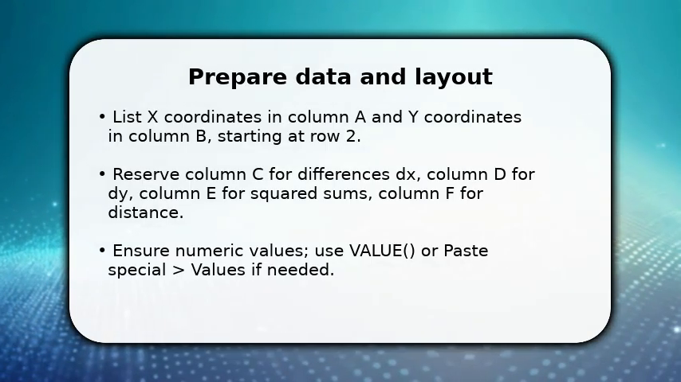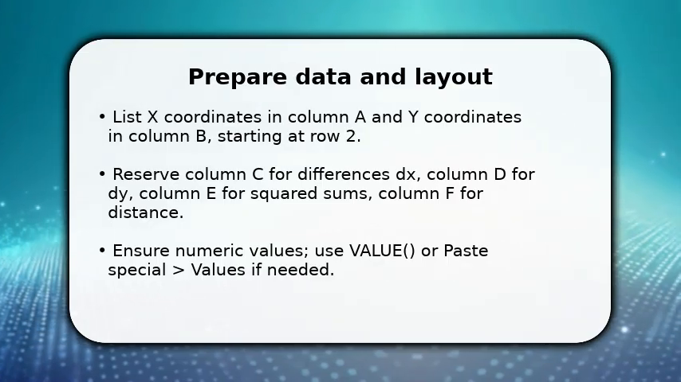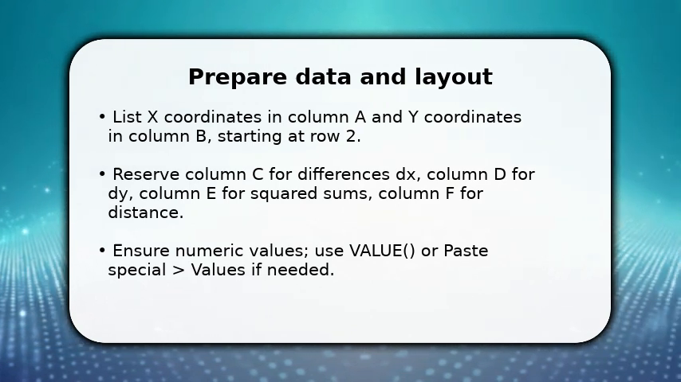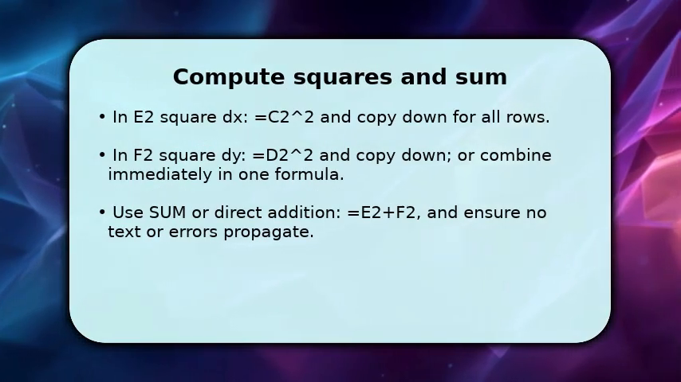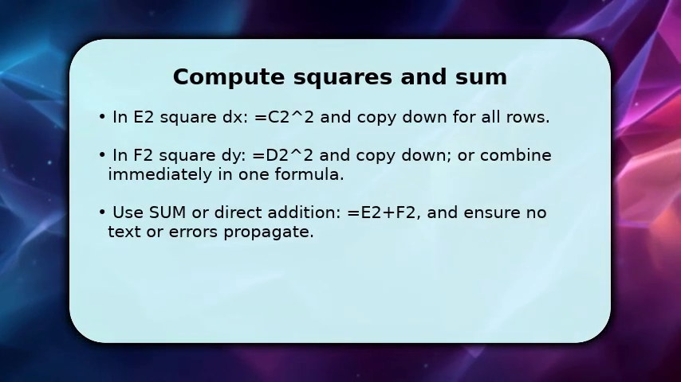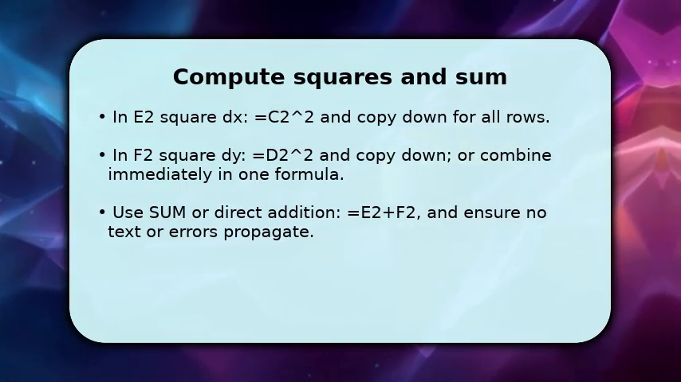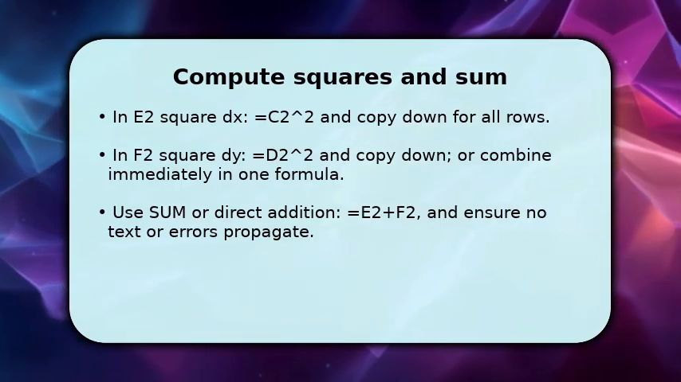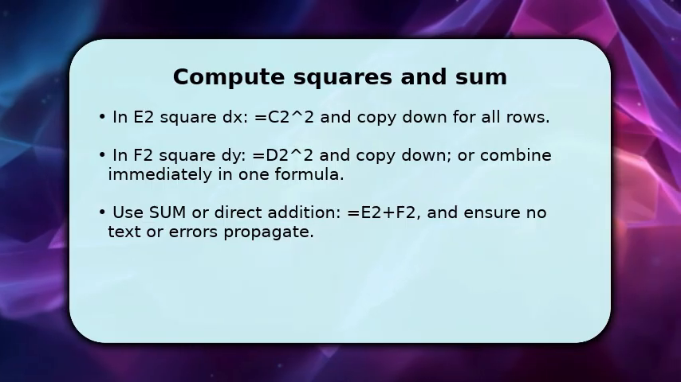Why do this? You need coordinate differences to compute Euclidean distance, and doing it in separate columns keeps formulas clear and debuggable. Once done with dx and dy, you calculate squared components. In E2 enter =C2^2 and press enter, then fill down. Next, either put =D2^2 in an adjacent column or combine =C2^2+D2^2. This sum is the squared distance. You're preparing the input for the square root.